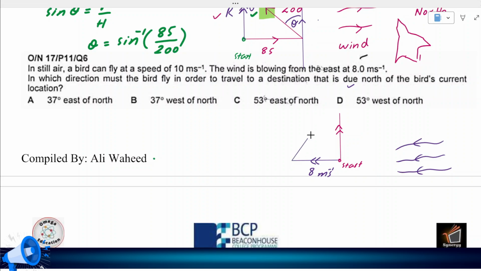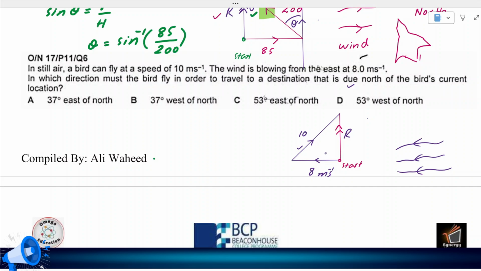So that one would be someplace over here. Sorry, this one was single arrow. Only you represent the resultant one with the double arrows. So this one is the resultant, and this is in the still layer, it is 10 meters per second. Now this is the direction in which the bird must fly if it wants to fly towards north.